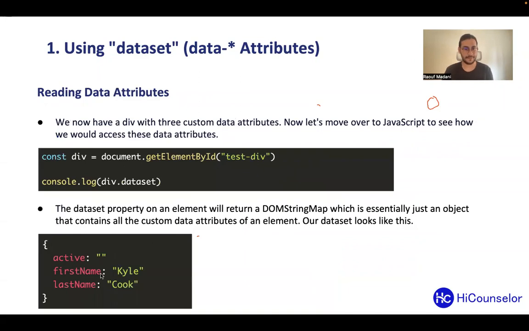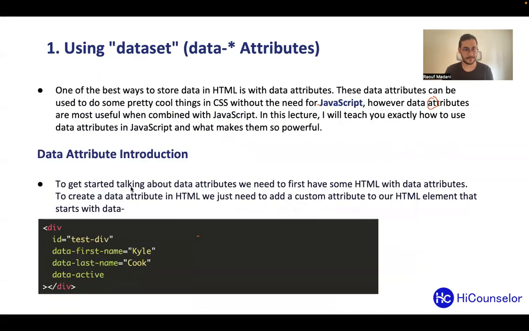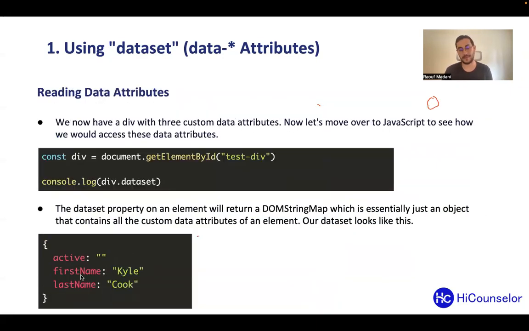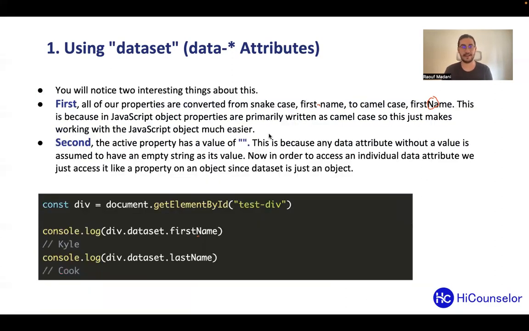As you see here, we have data-first-name, with a dash between first and name. But in order to access it via JavaScript, as you see in our object, we had firstName in camel case, with a capital letter on the second word. So this is pretty easy. This is because in JavaScript, object properties are primarily written in camel case, so this just makes working with JavaScript objects much easier.